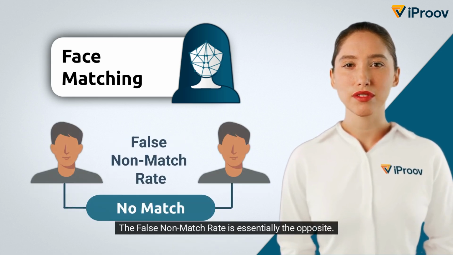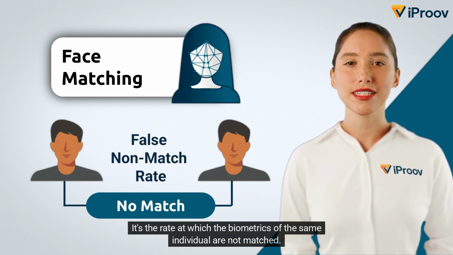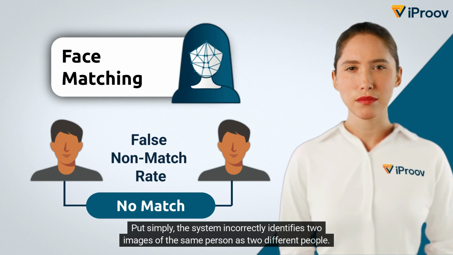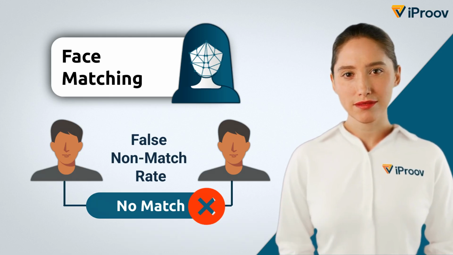The false non-match rate is essentially the opposite. It's the rate at which the biometrics of the same individual are not matched. Put simply, the system incorrectly identifies two images of the same person as two different people.